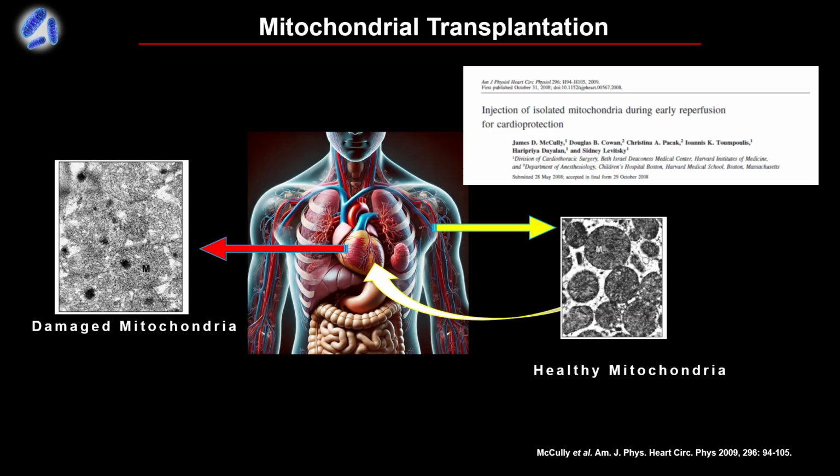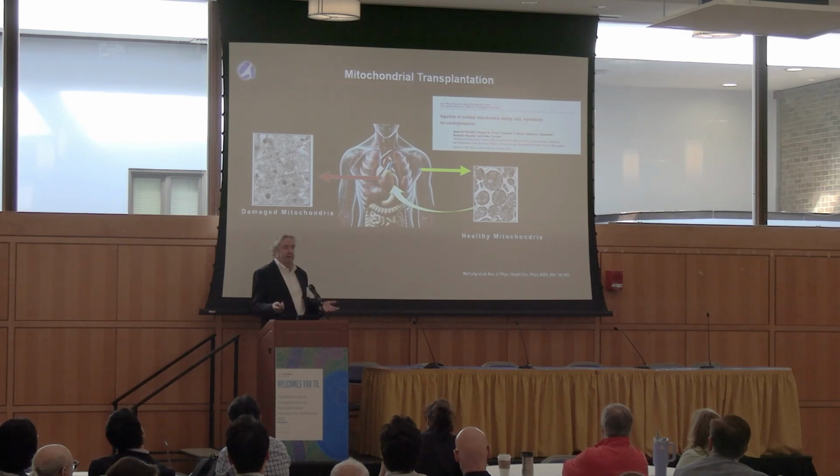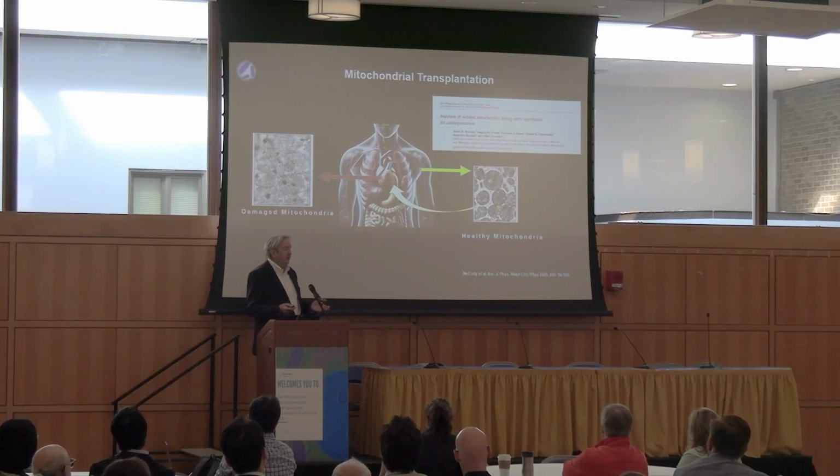Then around 2007, we were thinking, well, why don't we look at the organelle itself? Why don't we look at the mitochondria itself? Why don't we take mitochondria from some area within the body that is healthy, isolate them from the tissue, and deliver them back into some area where the mitochondria were damaged to help the heart recover? It was a flyer at the beginning. It was something we had thought about.